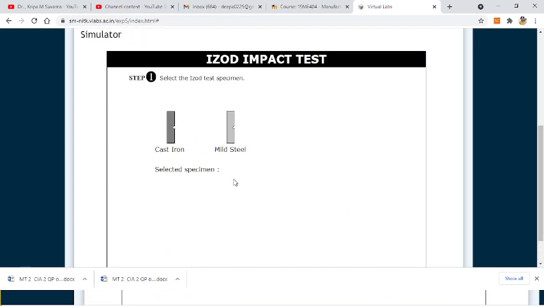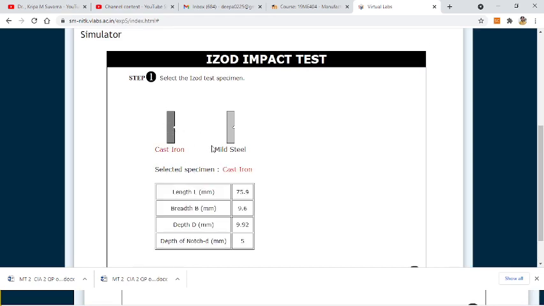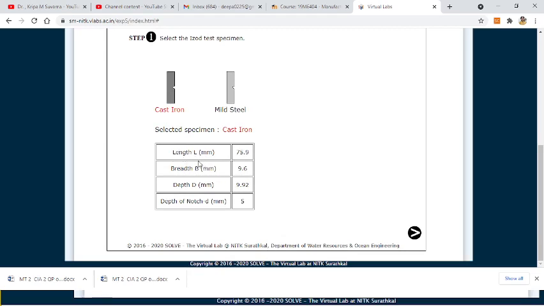So at first we will select the material. For today's class we are selecting cast iron as the material. So we can see the length, breadth, depth and depth of notch given here.